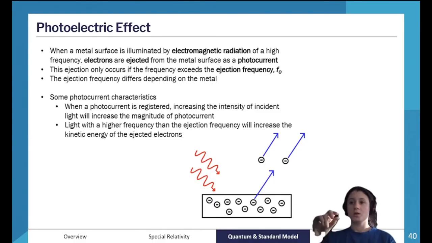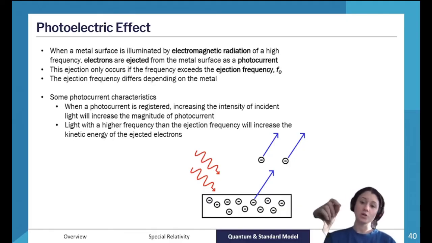So, when we're increasing the frequency of the light, we're increasing the energy of the light. If light is a particle, high frequency particles, high frequency photons, will have a lot of energy, right? Because we have E equals hf. The more frequency, the more energy. So if we have high frequency photons coming in, they have a lot of energy.